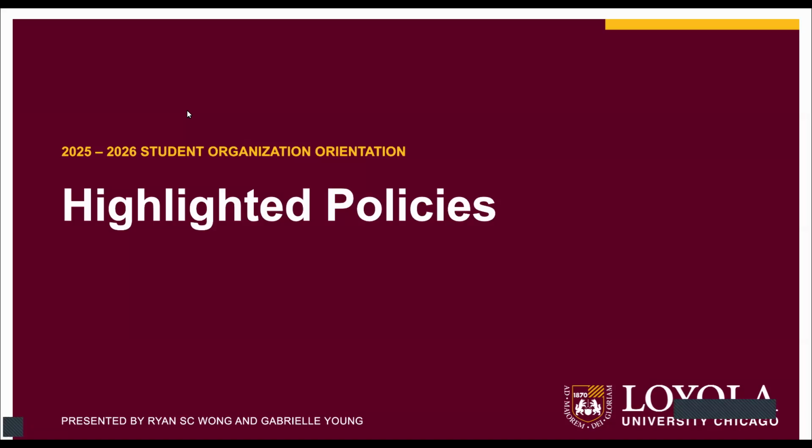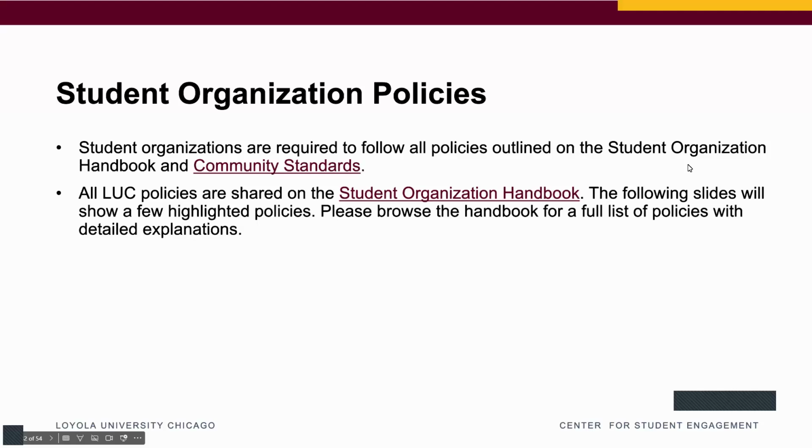So, for today's student organization orientation for presidents, we'll be talking a little bit about some highlighted policies. Let's get started. First, just know student organizations are required to follow all policies outlined in the handbook as well as community standards. Those policies are shared in the organization handbook, and these next few slides will talk about a few highlighted policies. Please make sure to browse the handbook for a full list of policies with detailed explanations. It is also hyperlinked in the presentation to find the community standards as well as the student organization handbook.